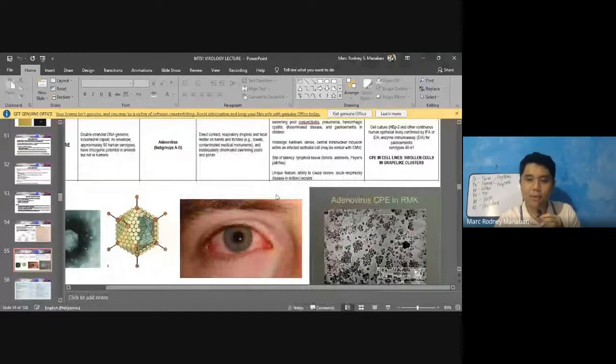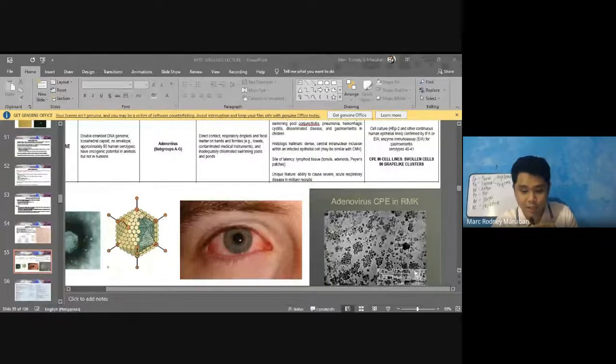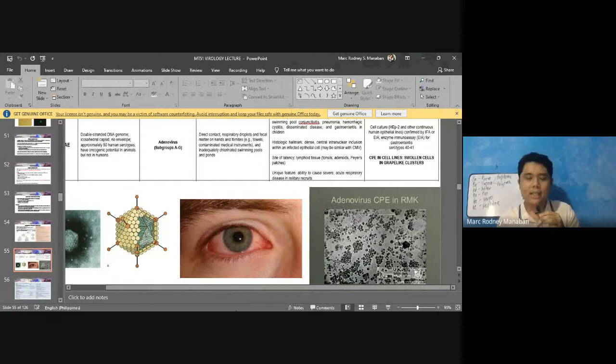Of course, symptoms are more severe in immunocompromised patients. All right. There could also be, since it has a site of latency, it can be reactivated in the future. Okay. And may persist in these tissues for a long period of time. Okay. So, latency and may persist for a long period of time.